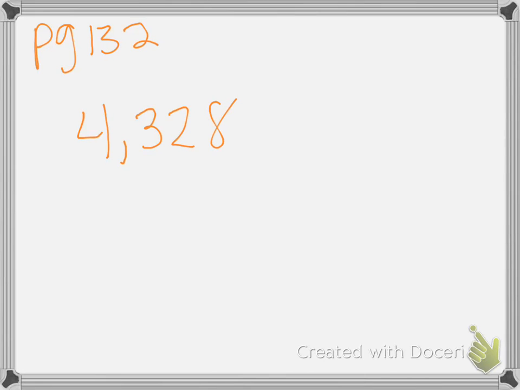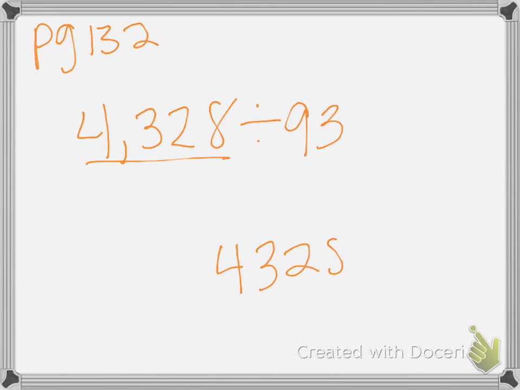Okay, so now I'm going to give you the problems that I would like you to do. The last thing that I do want to show you is if you look at page 132, and you see number 19, it's written like this: 4,328 divided by 93. Well, you have to know how to write that to set it up correctly in order to solve it. So remember, the first number is the number that goes in the house, and the last number is the number that goes on the outside of the house. That is just a quick reminder for you.